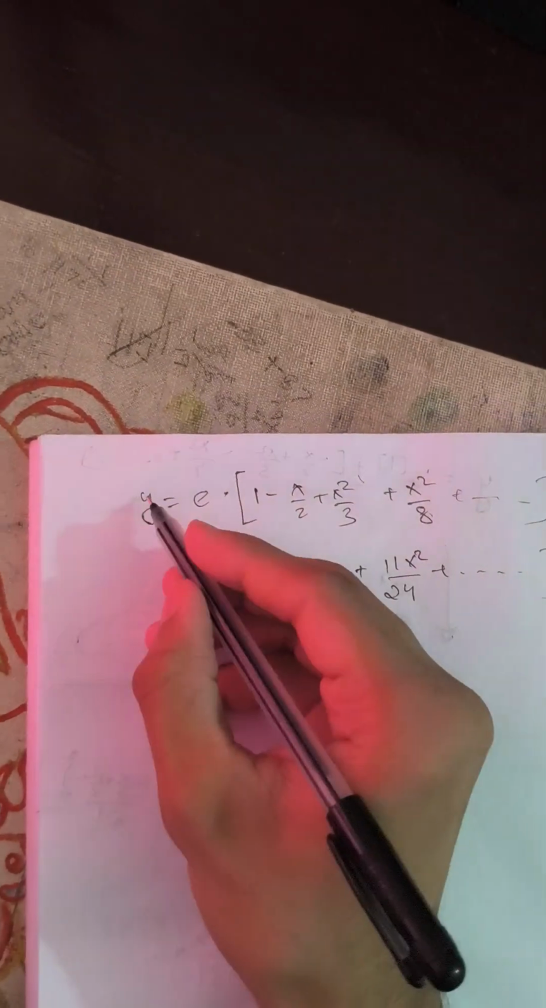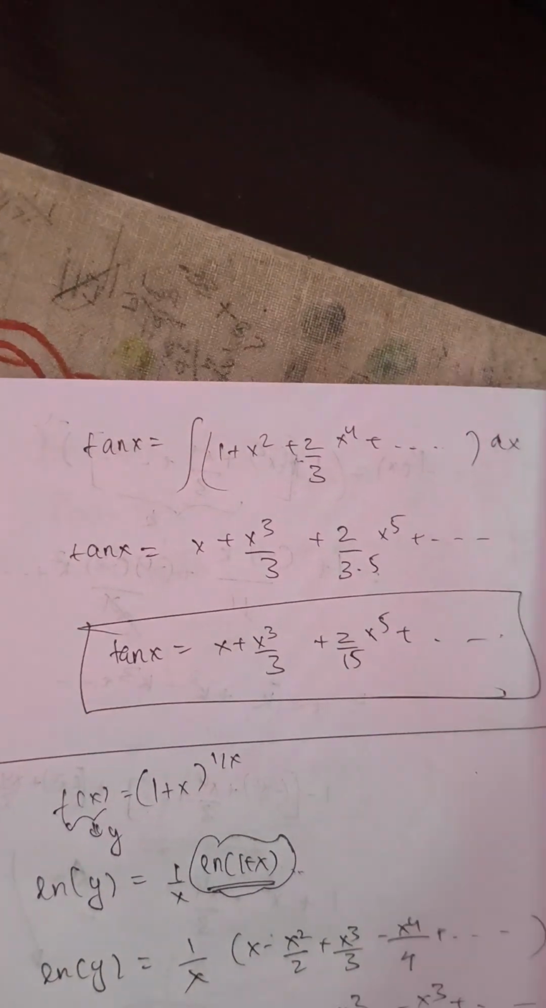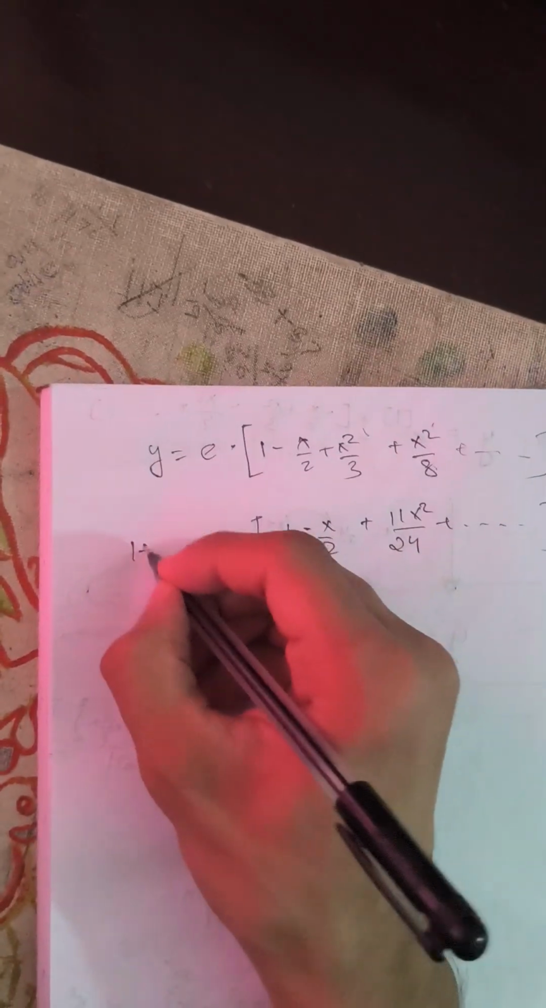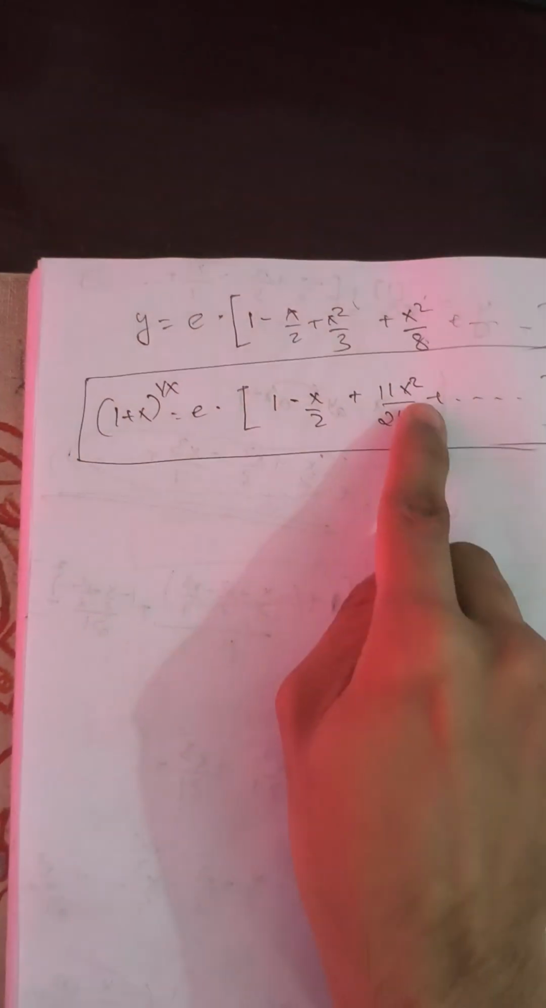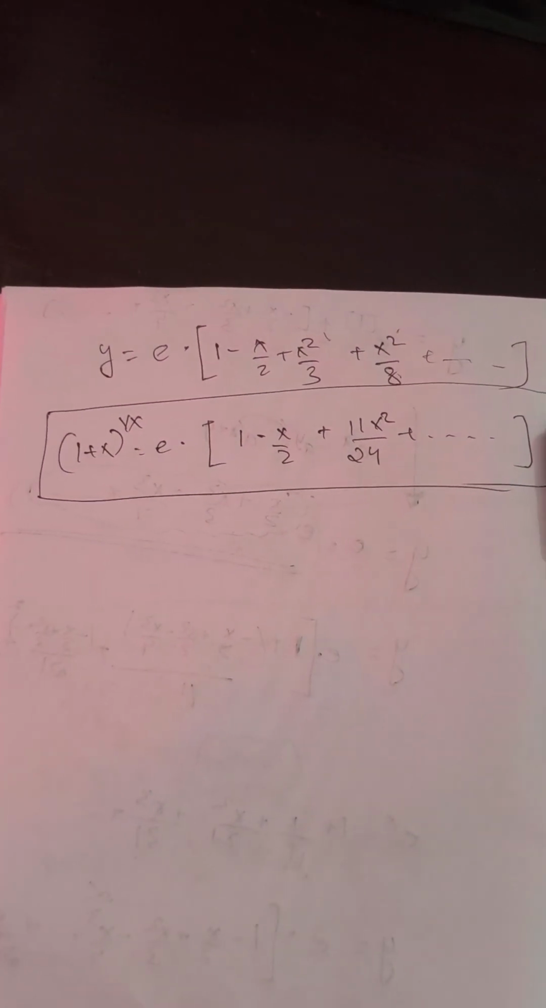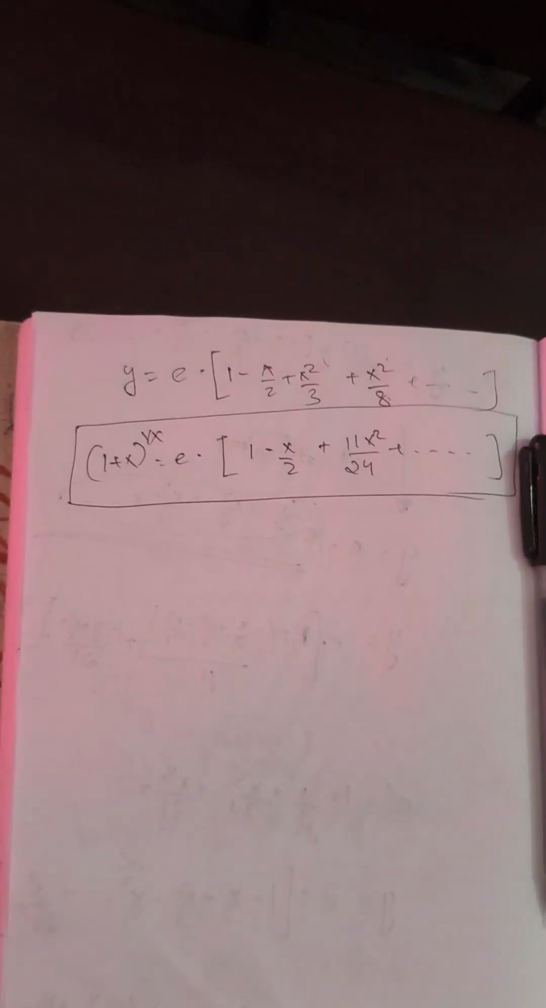And now, ladies and gentlemen, we know that y was our f of x itself, so it's 1 plus x to the whole raised to 1 by x. This is a series that you might come across a bit, and this is how you derive the series expansion, at least for up to x squared, I guess. So yeah, this is a little bonus expression for you.